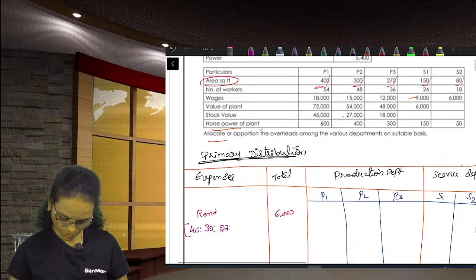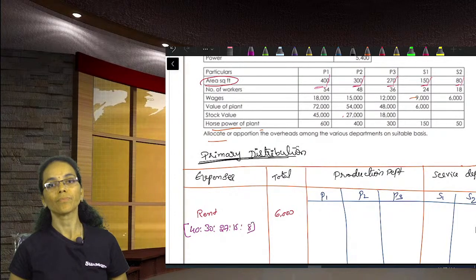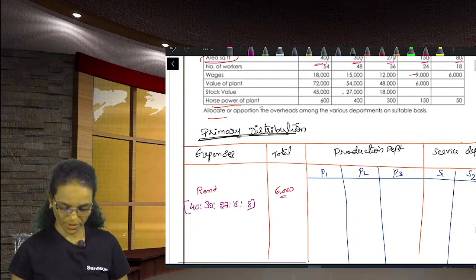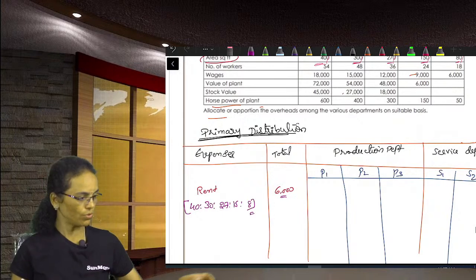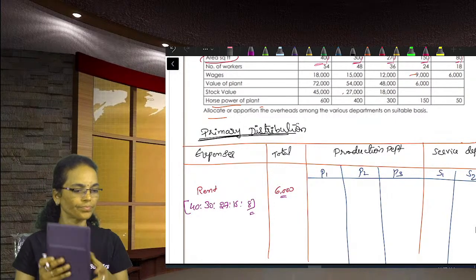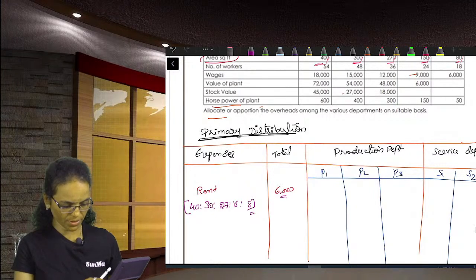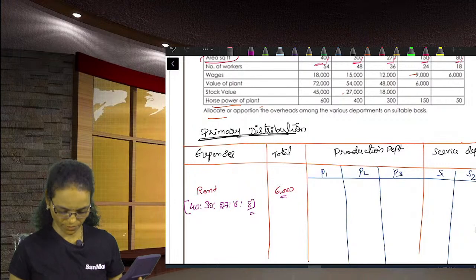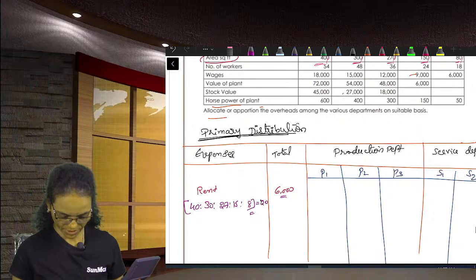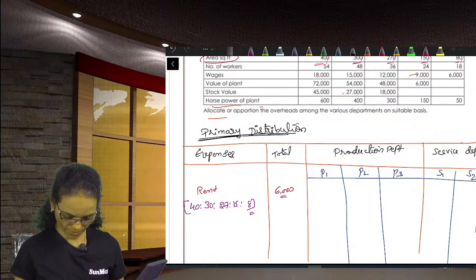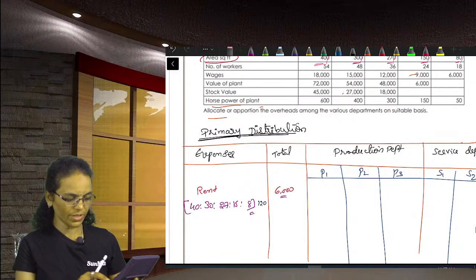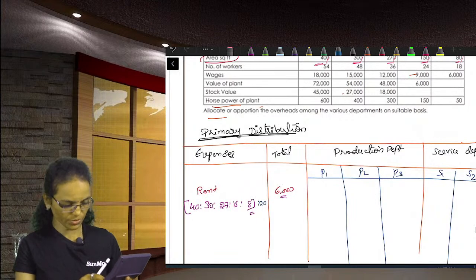The area occupancy given here is 400, 300, 270, 150, 80. Everywhere 0 is common, so remove the zeros. So it is 40 is to 30 is to 27 is to 15 is to 8. This 6,000 rupees should be distributed among all the departments in this ratio.